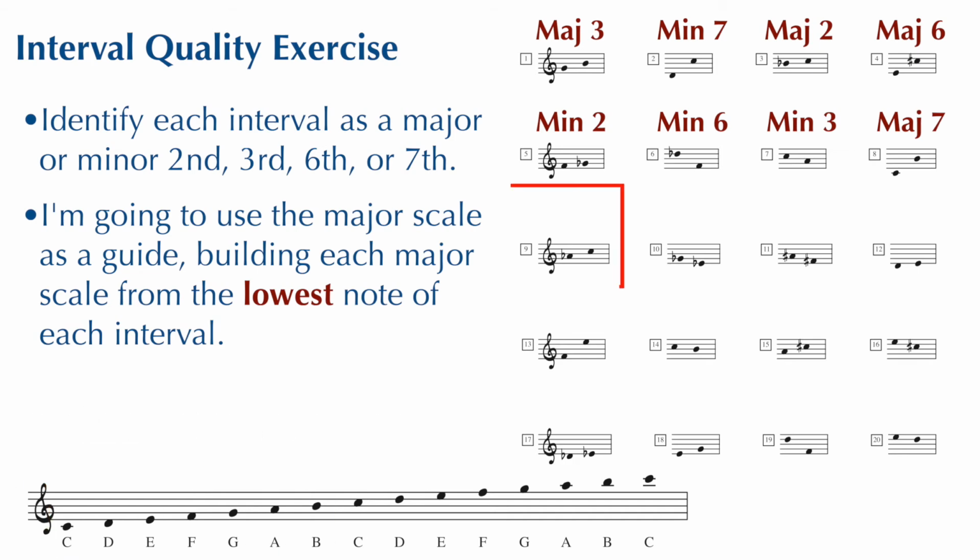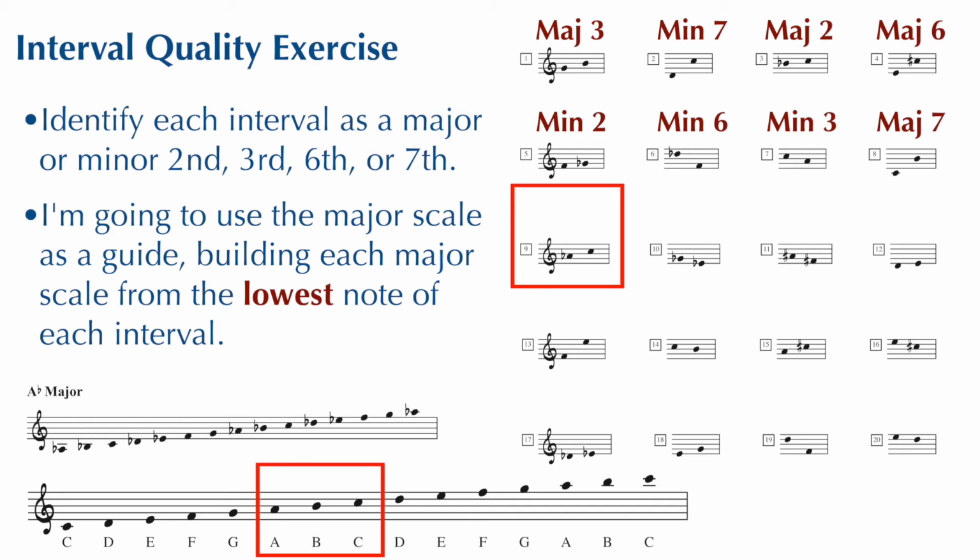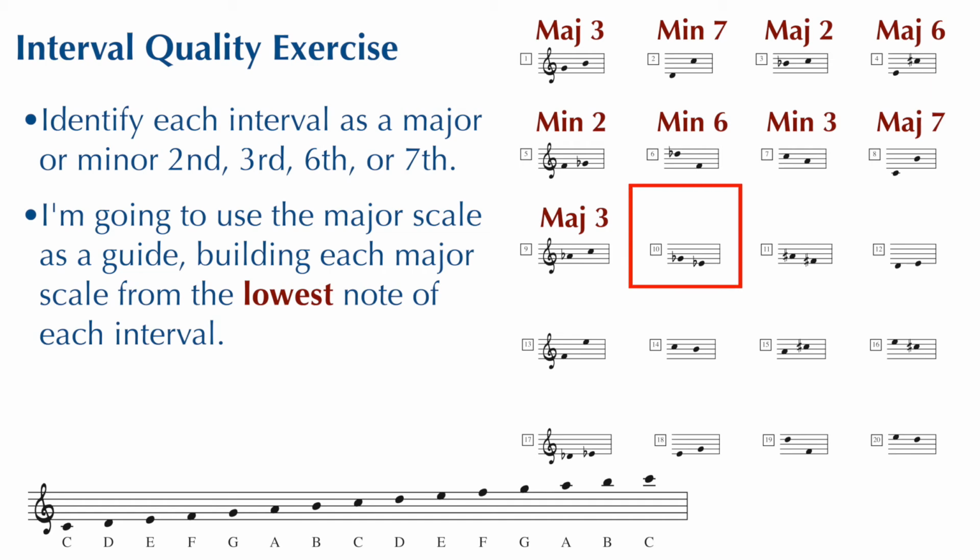Number 9, we have an A flat to a C. Any kind of an A to a C is going to be a third. Then you build a major scale from that A flat, B flat, C. There it is. C belongs in the A flat major scale. So A flat to C is a major third. Number 10, G flat to E flat.